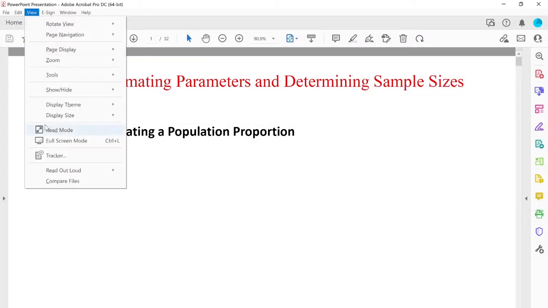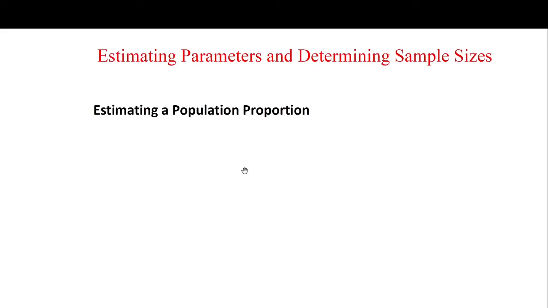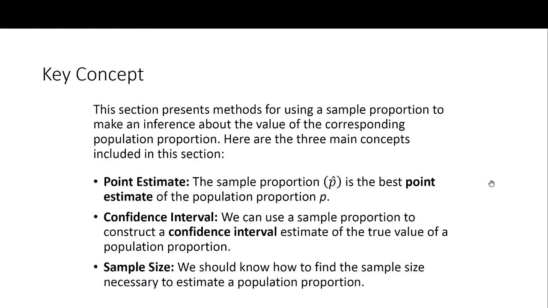Okay, this is the chapter estimating parameters and determining sample sizes, and the first section from this chapter is estimating a population proportion. So we would like to estimate population proportion. These are the three key concepts we are going to discuss: point estimate, confidence interval, and sample size.